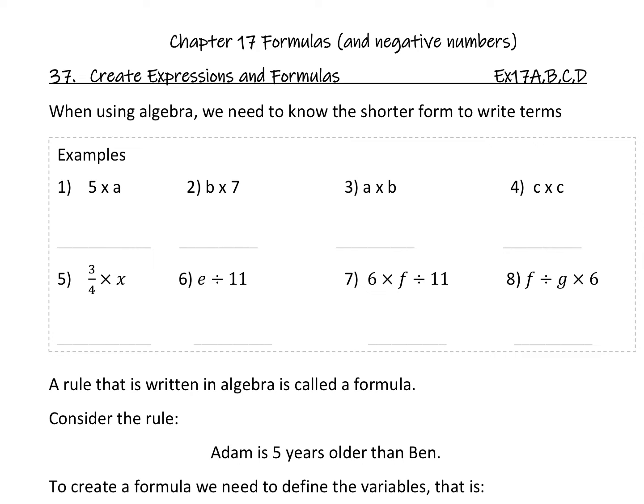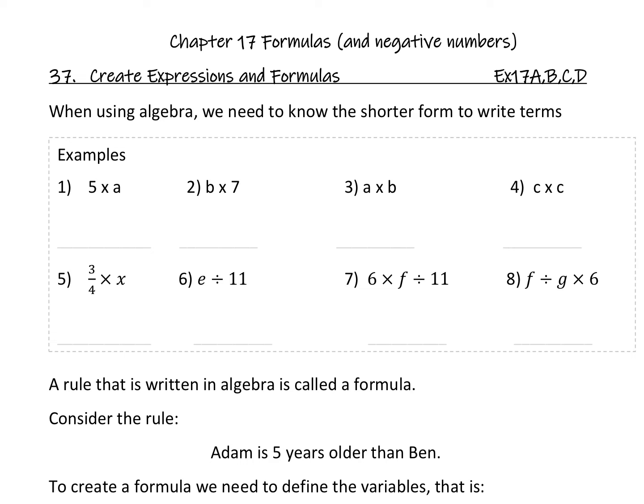Chapter 17, Formulas, and it also includes negative numbers. We're first going to look at Objectives 37. We're going to create expressions and formulas. So when using algebra, we need to know the shorter way to write terms. Pause the video and try to write questions number 1 to 8 in their abbreviated form.